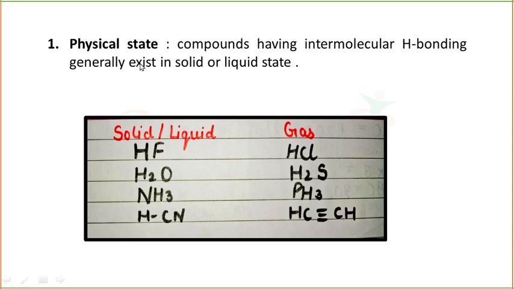Number 1 is the physical state. Compounds having intermolecular hydrogen bonding generally exist in solid or liquid state. So, as you can see, the compounds which have intermolecular hydrogen bonding are in solid or liquid states. That's why HF, H2O, NH3 and HCN are present in solid or liquid state, because they have intermolecular hydrogen bonding, while these kinds of compounds have gaseous type of physical state.